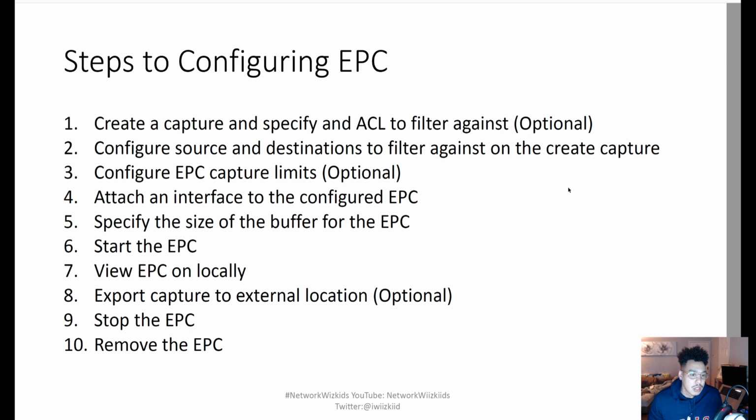Number 2 is to configure the source and destinations to filter against on the capture. So what I mean by this is you can filter on source IP, destination IP. So I normally run this one when I'm troubleshooting instead of running it against an ACL unless an ACL already exists. But if you're troubleshooting an issue from one specific source to a destination server, let's say for instance, you can just specify source and destination and match on that.